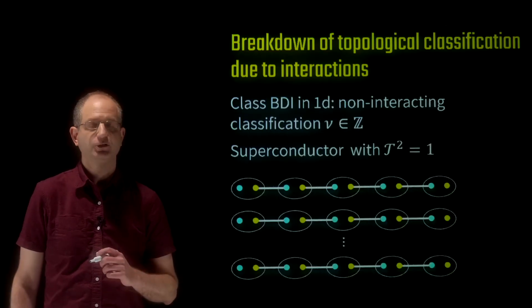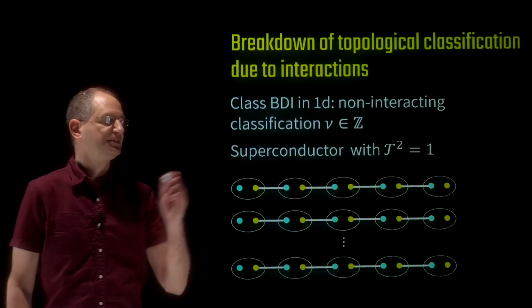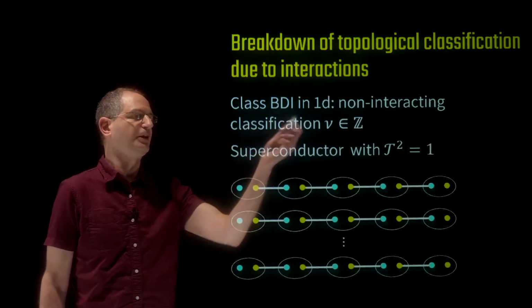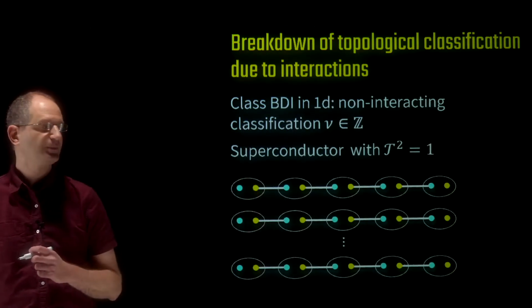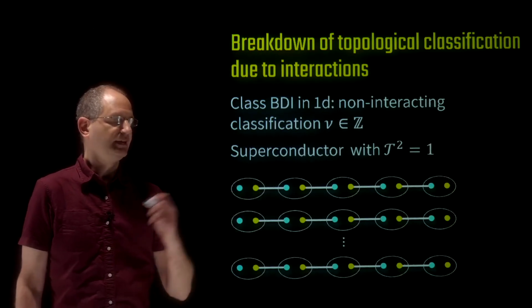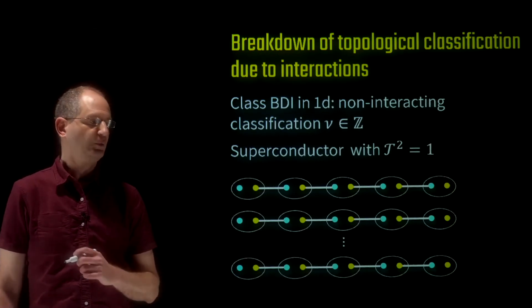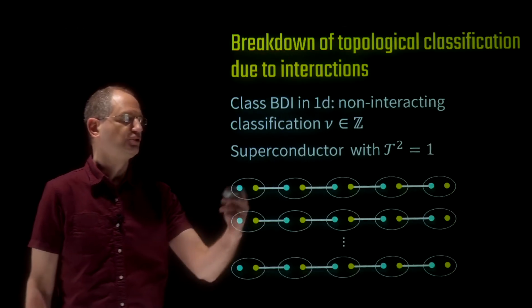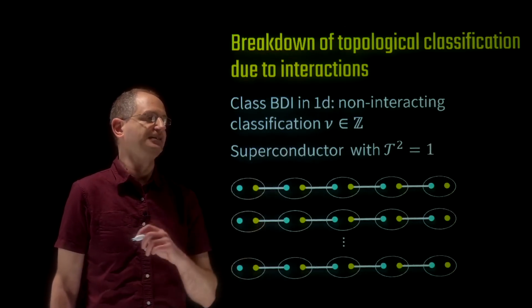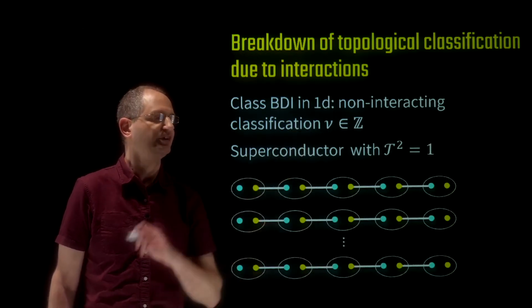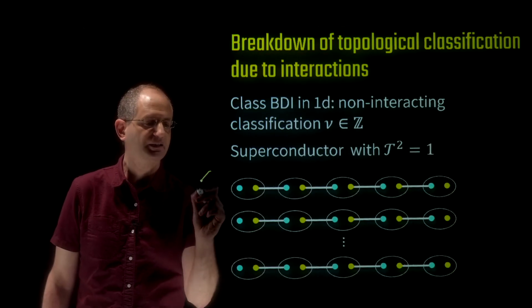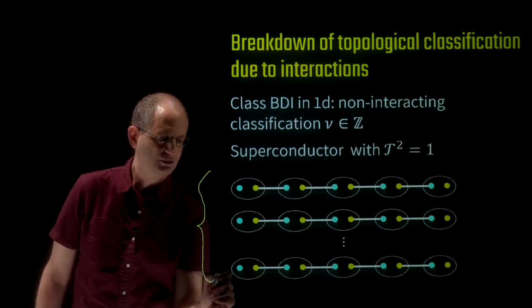So first of all, without interactions. It's actually quite easy to see that in class BDI in one dimension, the non-interacting classification is Z. We've seen it before by the bulk invariant, but now we can see it also through properties of the edge. So first of all, let's construct a phase which has an integer invariant nu in class BDI. This we do simply by replicating the Kitaev chain nu times.